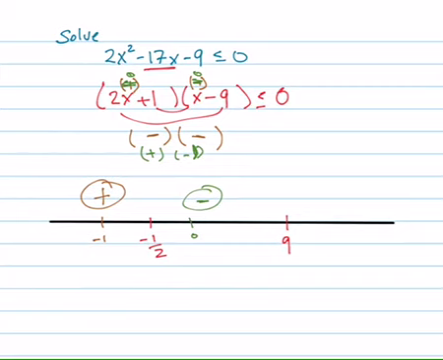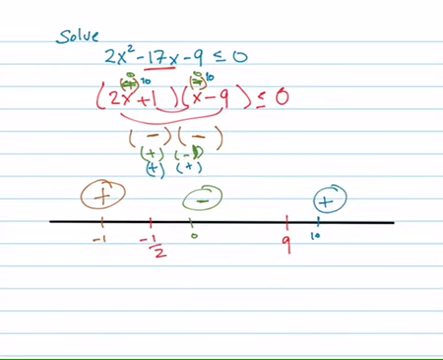And in the third region, let's plug in the value of 10. And we could pick anything over there, but we're going to pick 10. If I plug 10 in for x, I get 20 plus 1, which is a positive. And if I plug 10 in here for x in the second factor, I get a positive also. A positive times a positive is a positive.